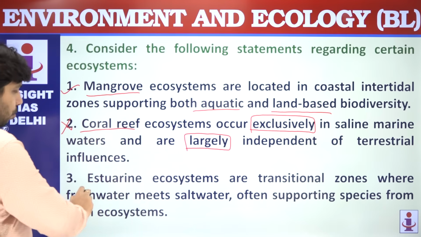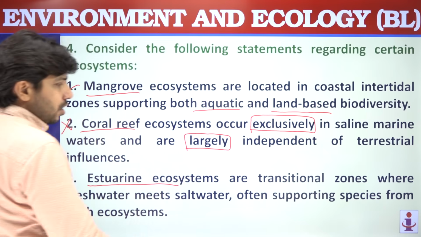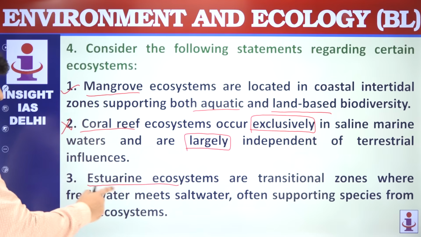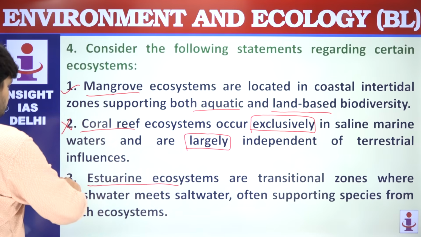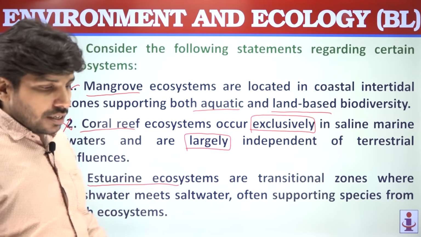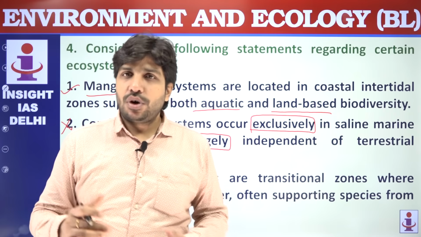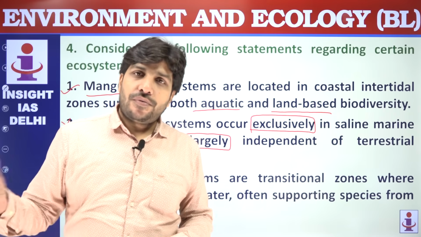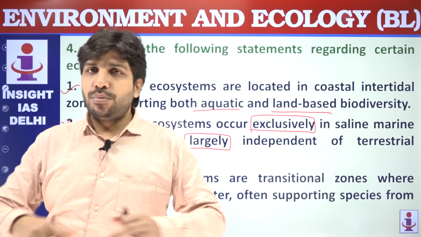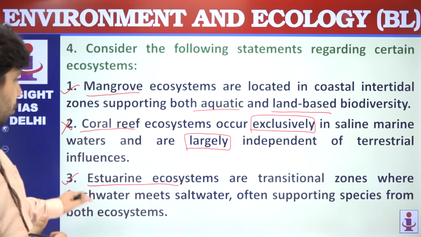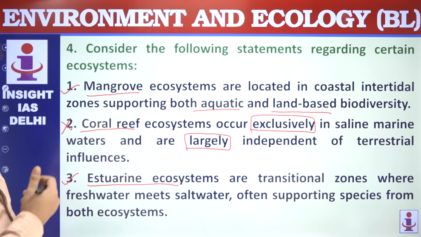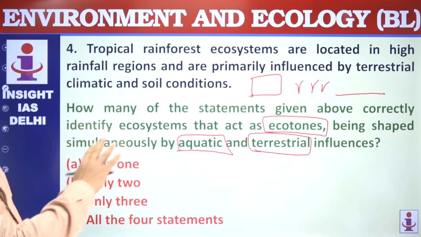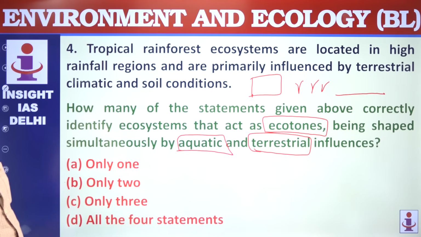Third statement is about estuarine ecosystem, a transitional zone where fresh water meets salt water. Estuarine is like a semi-closed kind of water body near coastal areas where fresh water and salt water both mix up. So estuarine is an example of an ecotone that is being shaped by aquatic and terrestrial both.